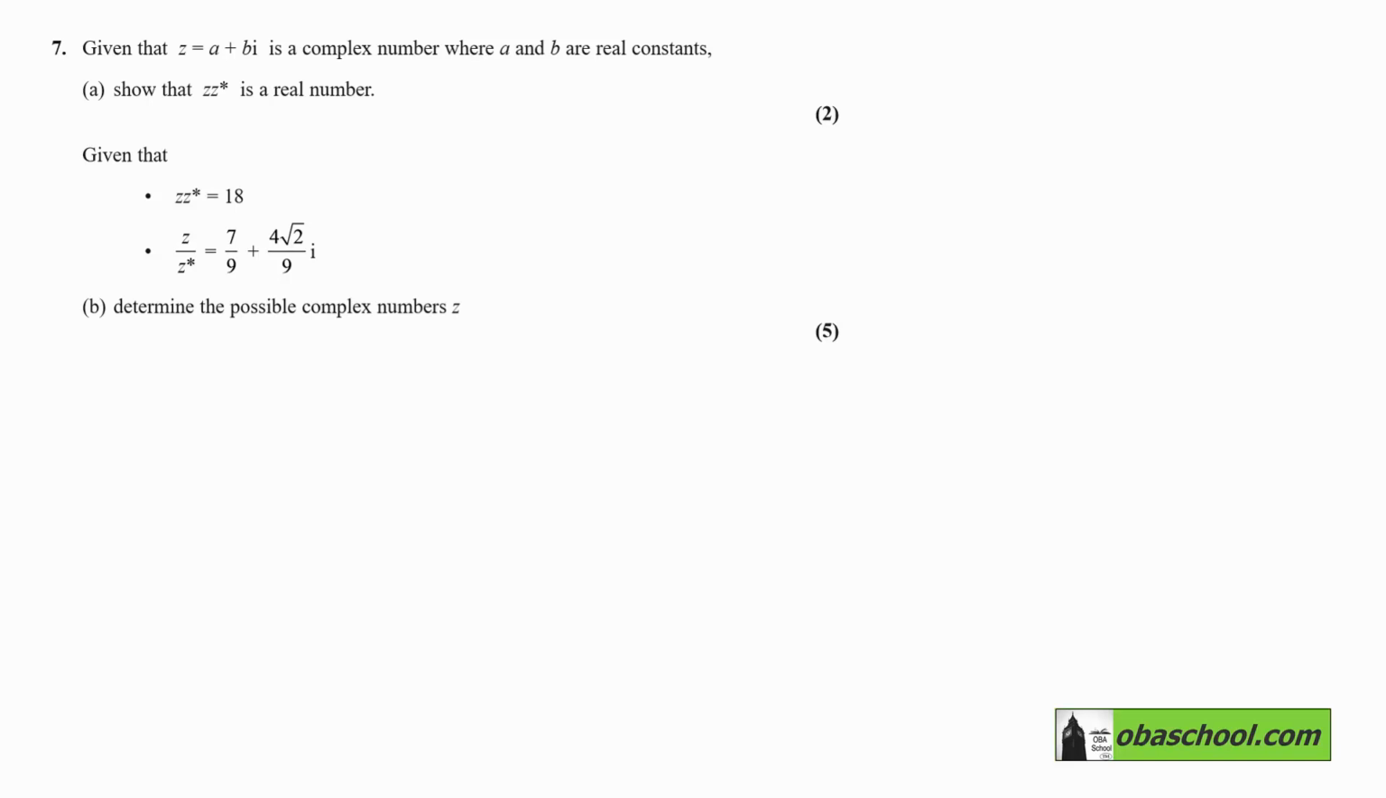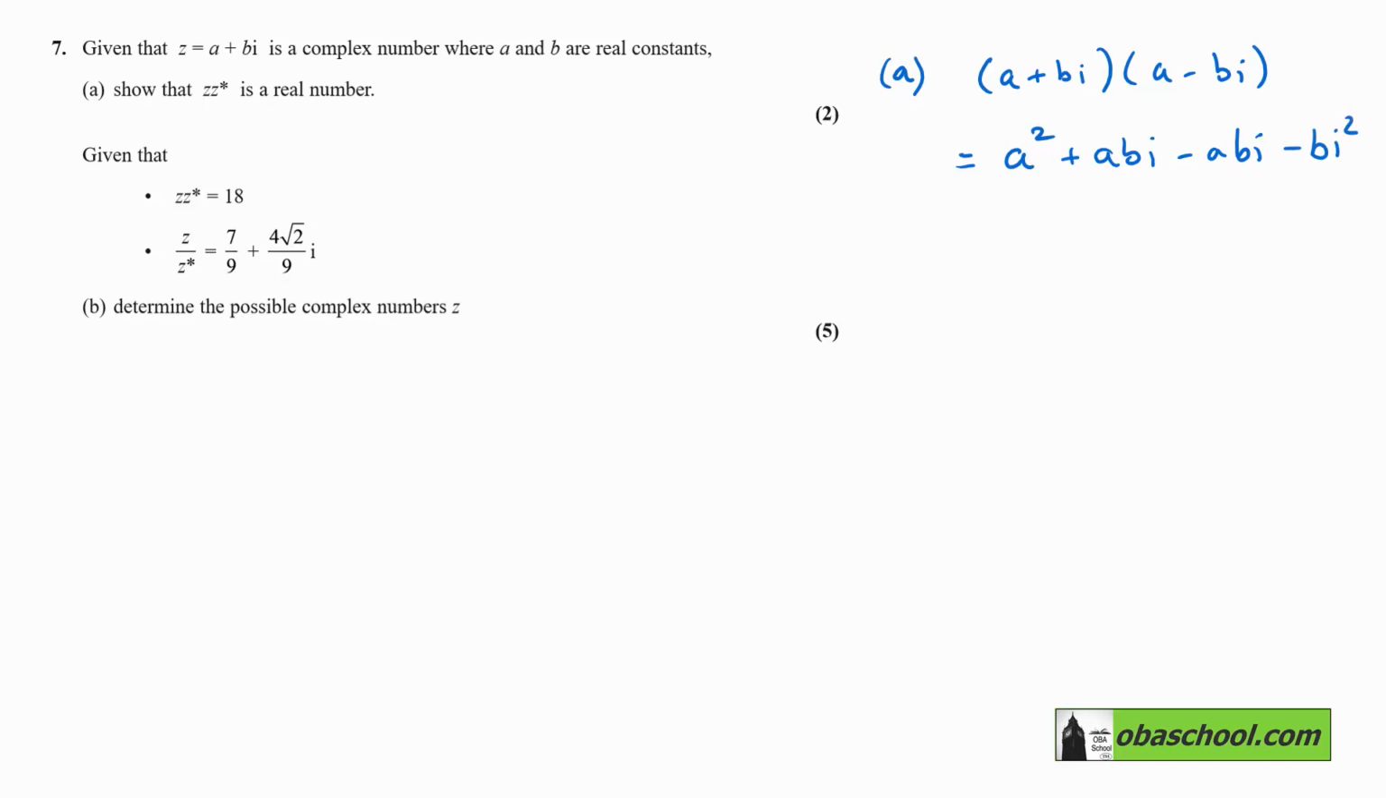Given that z is equal to a plus bi is a complex number where a and b are real constants, show that z multiplied by its conjugate is a real number. So all we're doing here is a plus bi multiplied by a minus bi. And that's going to be a squared plus abi minus abi minus b squared i squared.